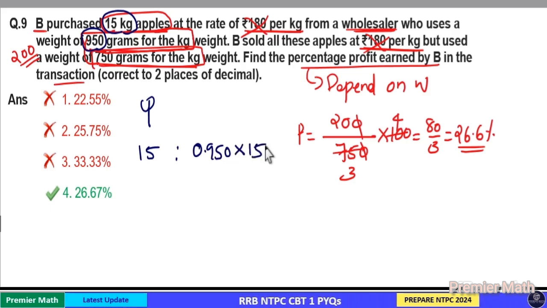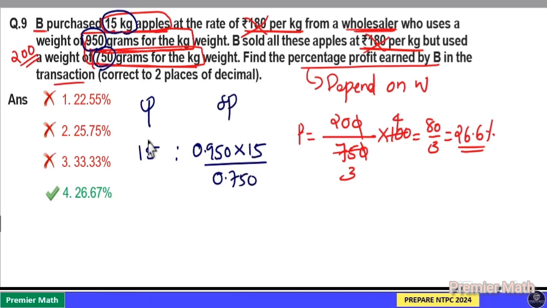Now he bought a total of 15 kilograms. So the total weight he got is 15 into 0.95. Now when a customer asks for 1 kilogram, he is only giving 750 gram. 750 gram means 0.75 kilogram. So this is what he sells. This is what he costs and this is what he gets. That is, here you can simply say cost price is less than sell price.